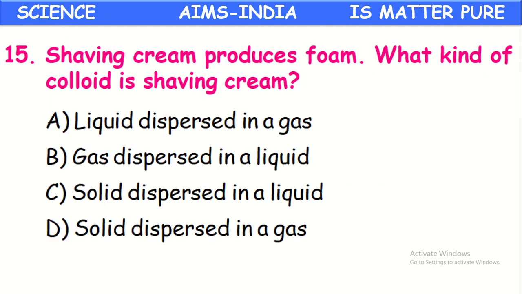Next, shaving cream produces foam. What kind of colloid is shaving cream? Shaving cream is a gas dispersed in liquid colloid. Shaving cream is formed because of the dispersion of gas in a liquid. It is called a gas dispersed in liquid colloid.